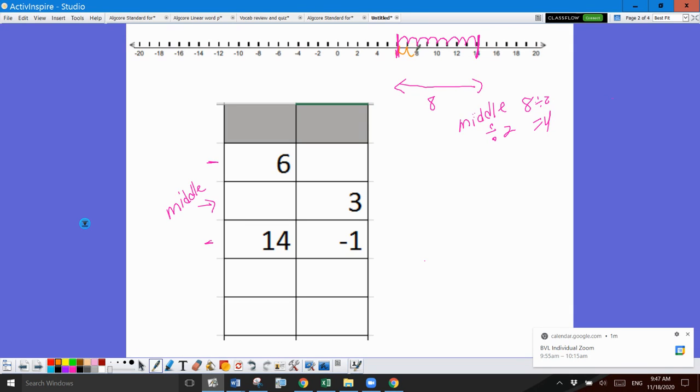So 1, 2, 3, 4. 1, 2, 3, 4. So yeah, I'm in the middle. I'm in the middle if I'm at 10. So this distance was 4 and this distance is 4. Okay, so I know that the middle number should be 10.